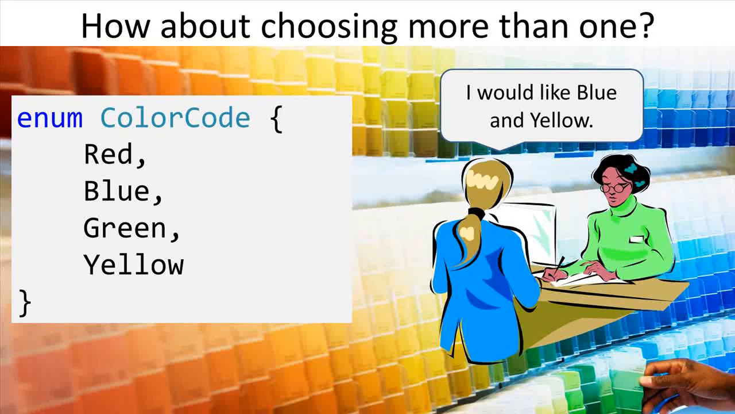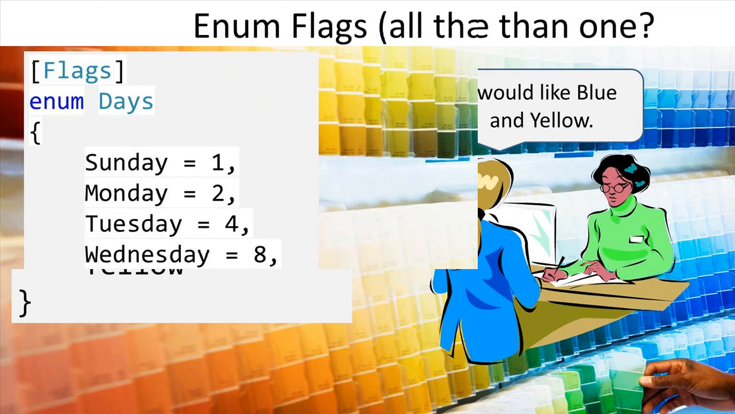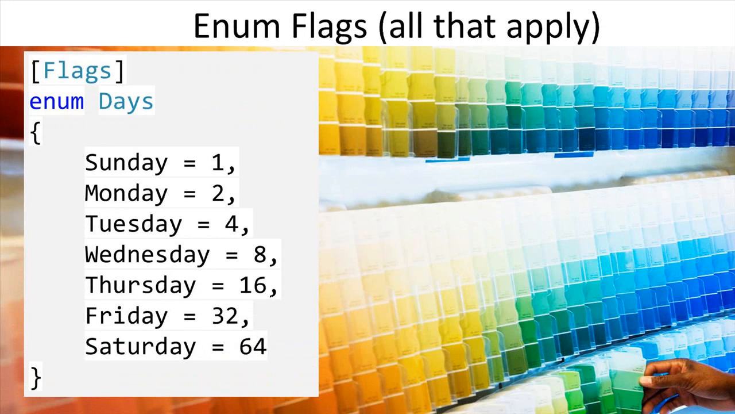If a customer wanted 2 colors, we could do this by declaring 2 enums, or we can allow one enum to handle 2 choices. Oftentimes, we want to be able to make more than one choice. If asked, what are my days off, I might say Tuesday and Thursday, but you might say Saturday and Sunday. You can use the Flags attribute to make this possible.